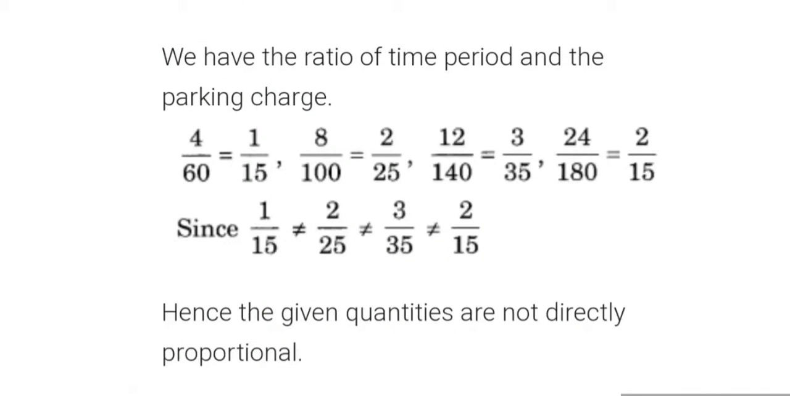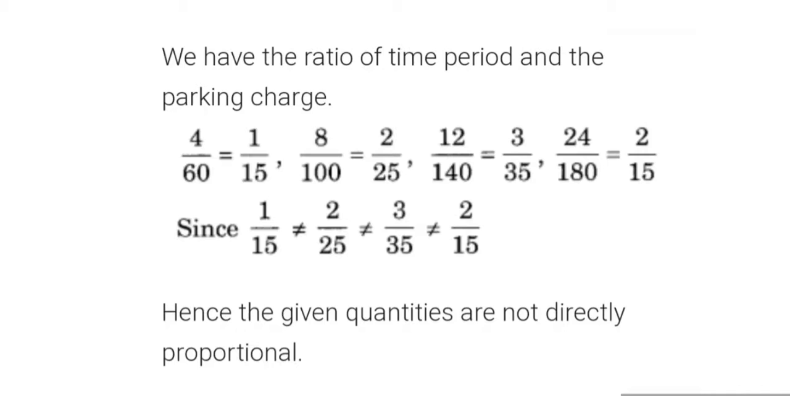So we have the ratio of time period and the parking charges. This we can write in fraction form, 4 upon 60. Now let's simplify. Both are divisible by 4. So 4 ones are 4 and 4 fifteens are 60. Second one is 8 hours and rupees 100, so 8 upon 100. Now simplify. So this is coming 2 upon 25.